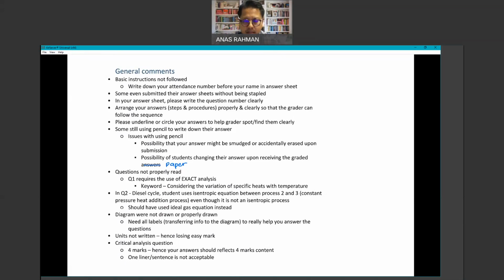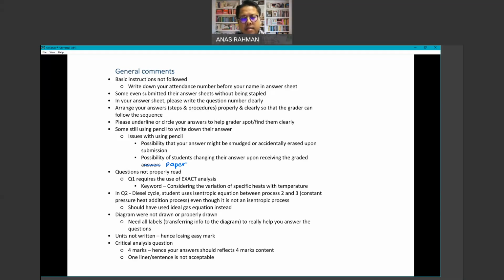Okay, so my first comment: basic instructions not followed. So as simple as writing down the numbers. Okay, so there is a reason for that, which I'm not going to discuss here, but the instructions are very, very simple, and I've given instructions in the Google Classroom before the test as well as during the test itself. So I was expecting students to comply with that. Unfortunately, some students, a minority of the students, did not write down the attendance number, even though I've asked them to do so. Okay, so that's the first one.